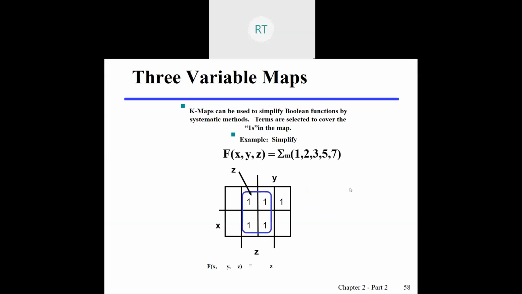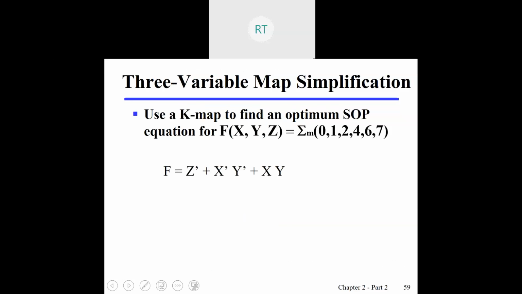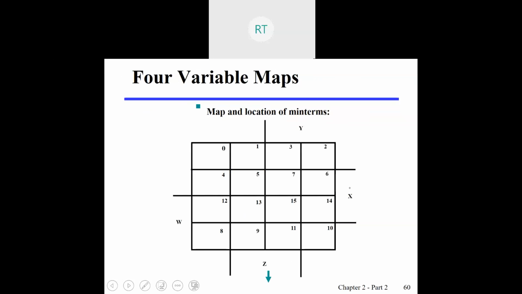Okay, I continue explaining chapter 2. We did 3 variable maps yesterday. Today we will continue with 4 variable k-maps. I want to explain how we count the minterms on a 4 variable k-map.